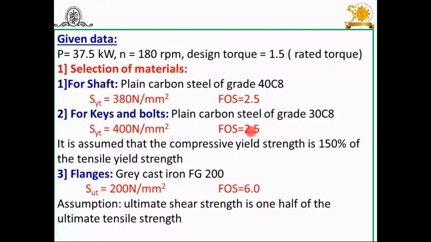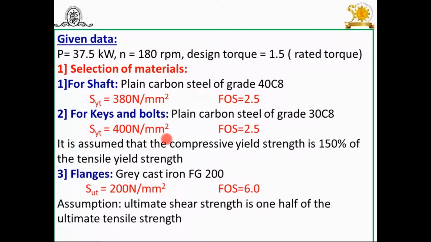So you have a choice. You can take FOS in this case as 2.25 also, no problem. But you have to refer to the data book, and based on the application you can select the value of FOS from the data book. All things are given. Again, for plain carbon steel 30C8, SYT 400 Newton per mm square is given.